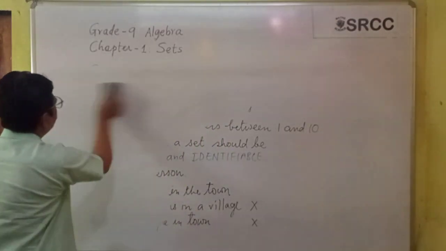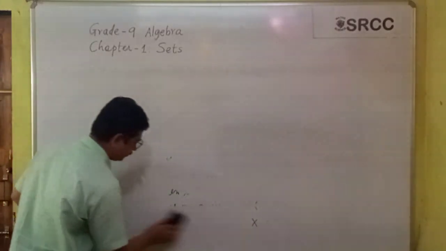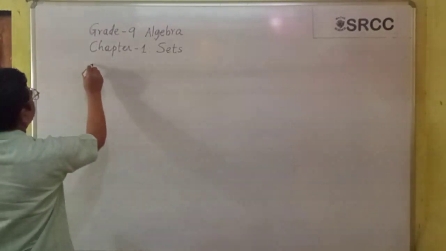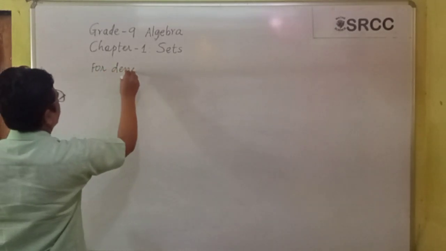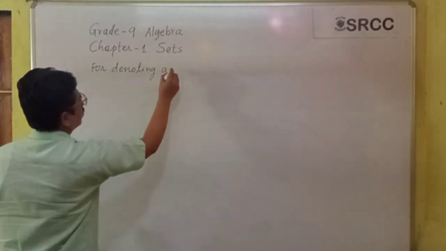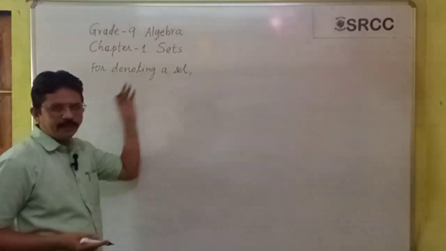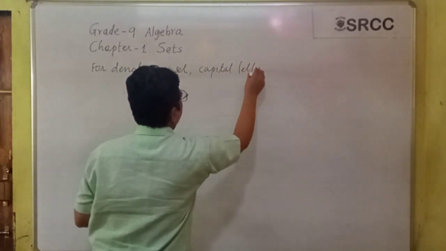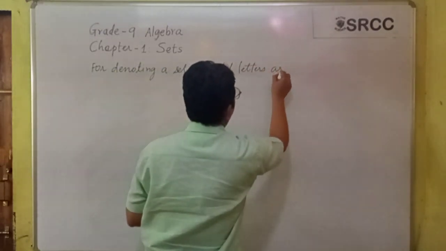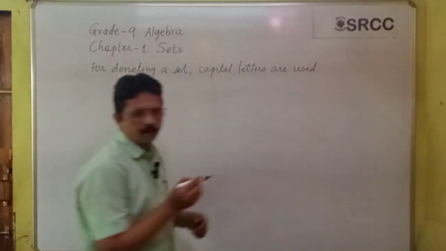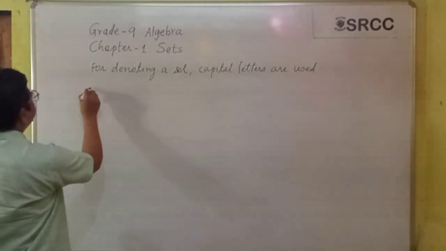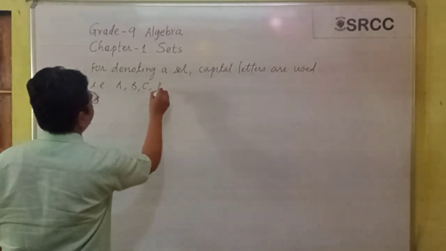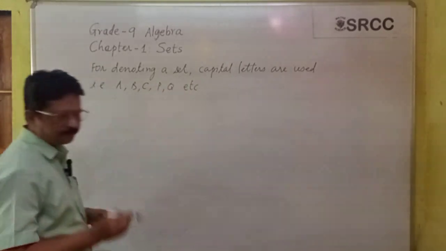Let us see how sets are denoted. For denoting a set, capital letters are used. For example, A, B, C, P, Q, etc.